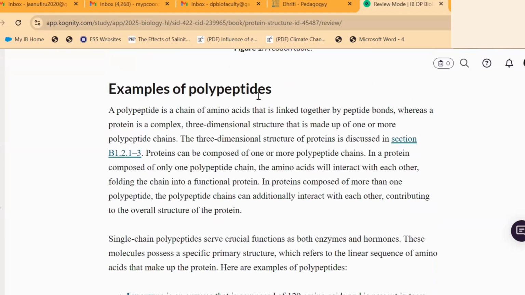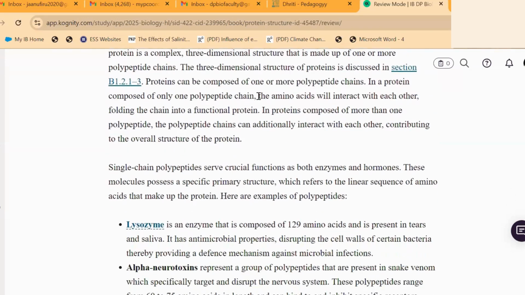So many amino acids linked together by peptide bonds, you call it a polypeptide chain. Single chain polypeptides, examples we can give are enzymes and hormones. This single chain which I am talking about is a primary structure. I told you, a straight line, just many amino acids making peptide bonds altogether. Enzymes and hormones usually share this primary structure of a protein molecule, which is just a linear sequence of amino acids that makes up a protein.